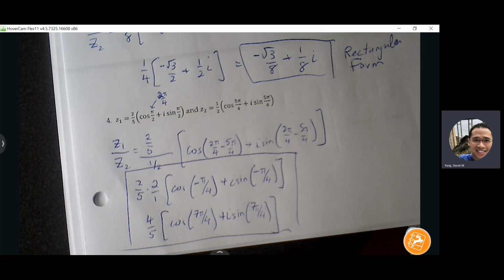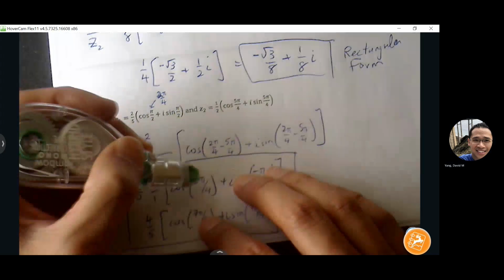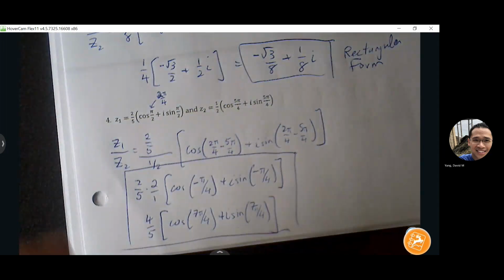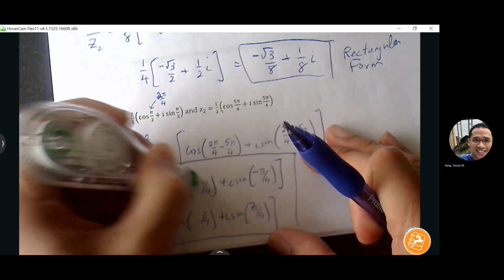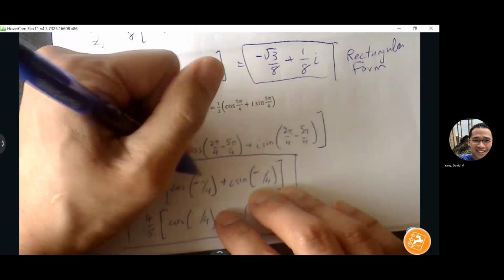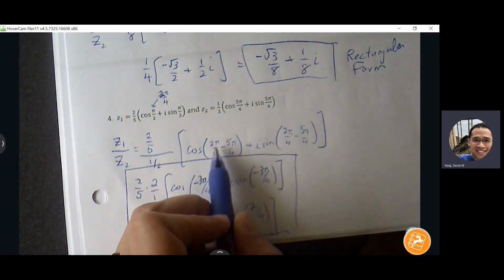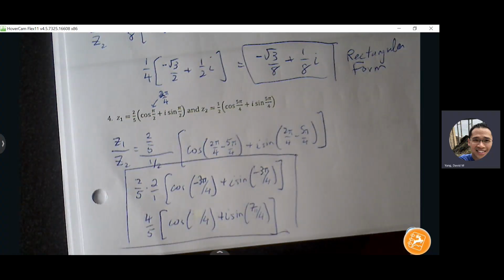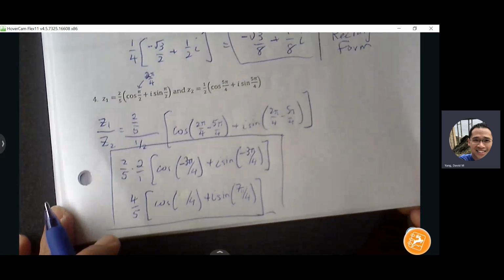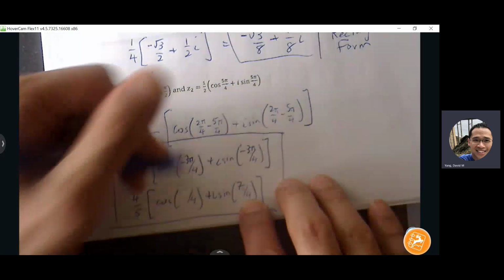I did 2 pi minus pi over 4, pi over 4 minus pi over 4, and I got negative 3 pi over 4. Oh, my bad, I messed up. 2 pi, yeah, my bad, negative 3 pi over 4. Sorry, I added it wrong. 2 pi minus 5 pi is negative 3. Negative 3 plus 8 pi over 4, what do you get? 5 pi, yeah.